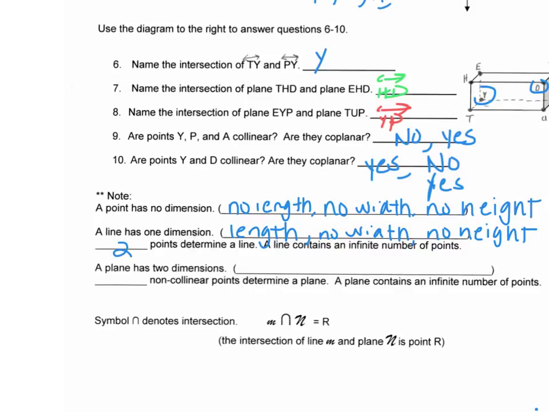A plane has 2 dimensions because remember that surface goes on in the length and the width. So it has a length, it has a width, but it has no thickness because it's not going to expand thicker. It's like a piece of paper just getting longer and longer and longer. 3 non-collinear points determine my plane, and then there's an infinite number of points sitting on my plane.